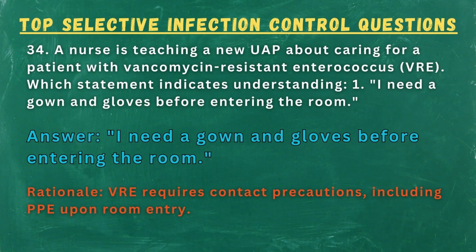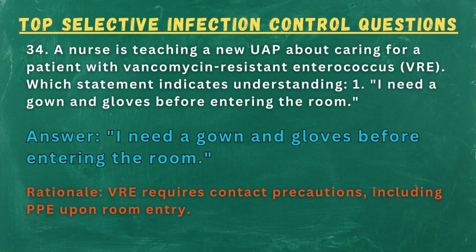34. A nurse is teaching a new UAP about caring for a patient with vancomycin-resistant enterococcus, VRE. Which statement indicates understanding? 1. I need a gown and gloves before entering the room. Answer: I need a gown and gloves before entering the room. Rationale: VRE requires contact precautions, including PPE, upon room entry.